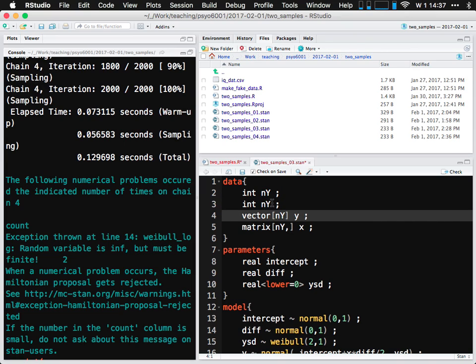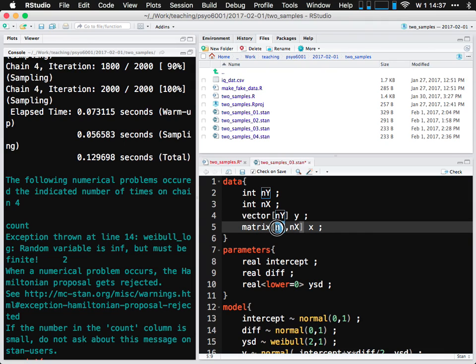And similarly, to indicate the number of columns in X, I'm going to create something called nx. So now we've got a vector of length ny coming in, and a matrix with number of rows ny and number of columns nx.